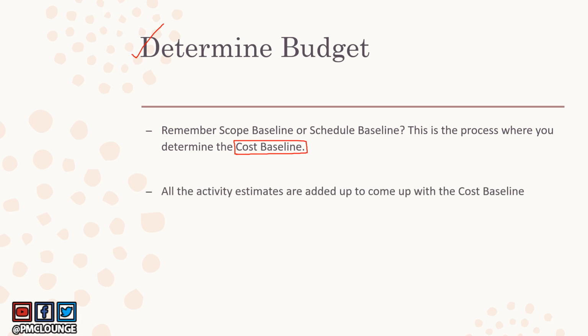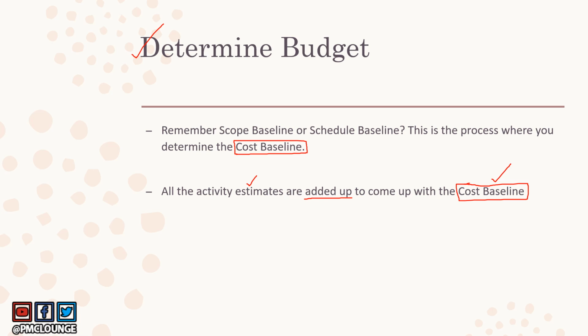Now, in the previous slide, we talked about how you need to estimate every single project activity. Once you have the estimate for all the project activities, you need to add them up. And once you add them up, you will have a figure which is known as a cost baseline. You will have the cost of your project, and that is going to be your cost baseline. Now, how is this number going to be useful?